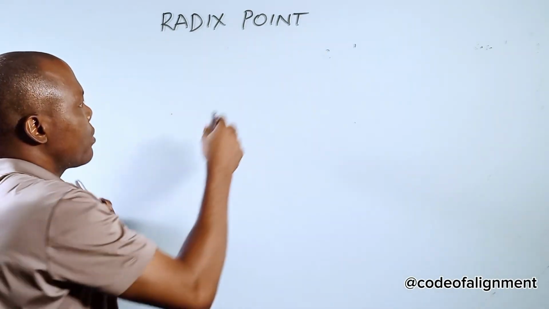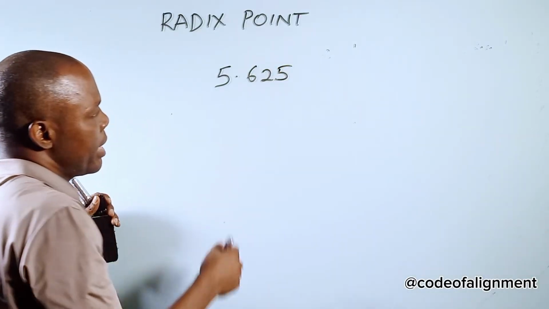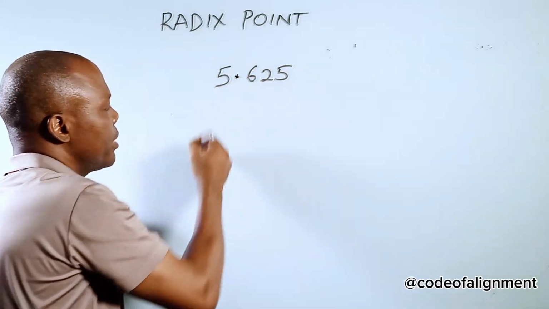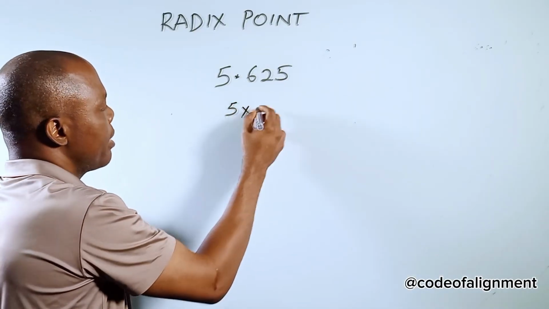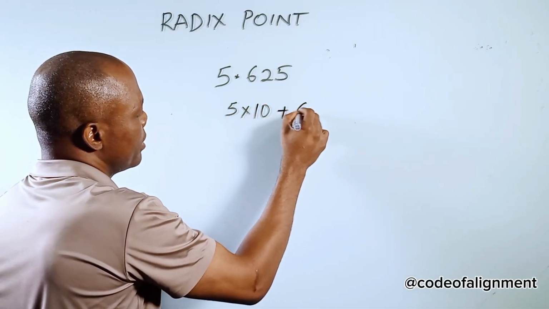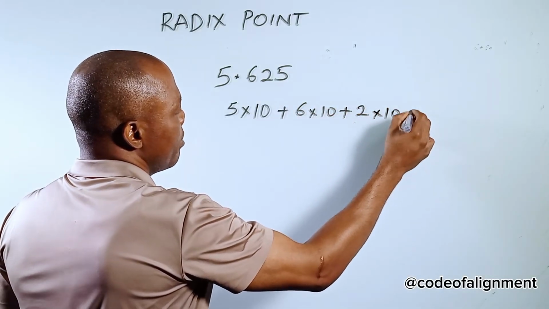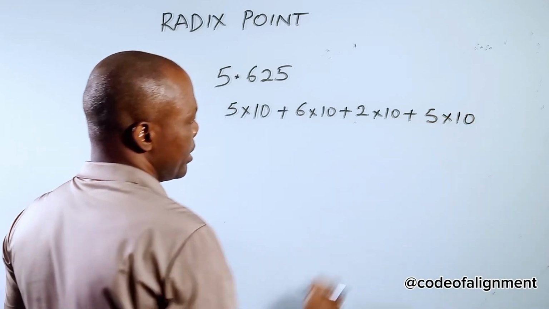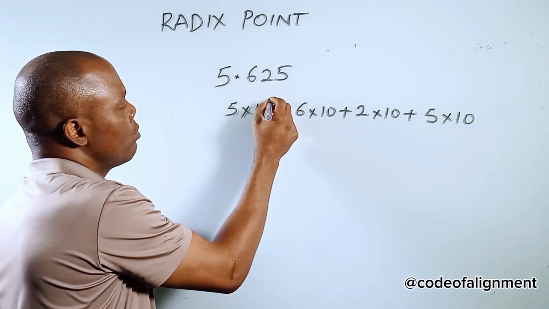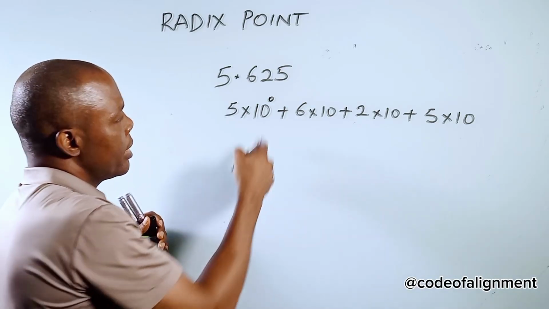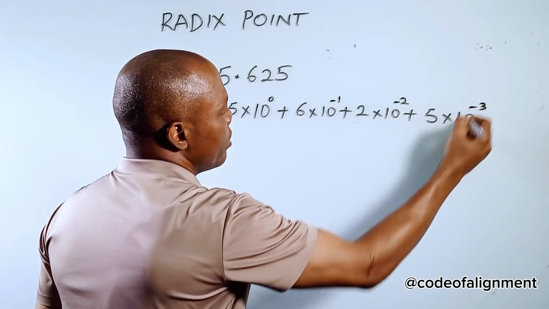Now, if we have something like what I just did, 5.625, what does this simply mean? With this radix point, we are going to say 5 times 10 plus 6 times 10 plus 2 times 10 plus 5 times 10. Because of this decimal point, this is 5, so this place will be raised to power 0. Now, this one will be minus 1, this one will be minus 2, and this one will be minus 3.